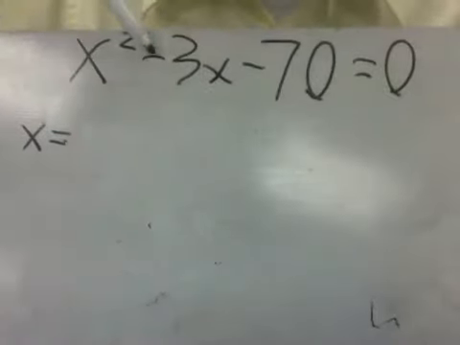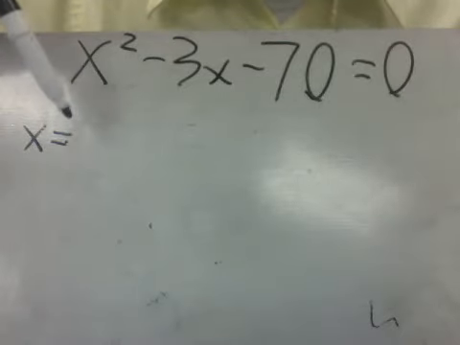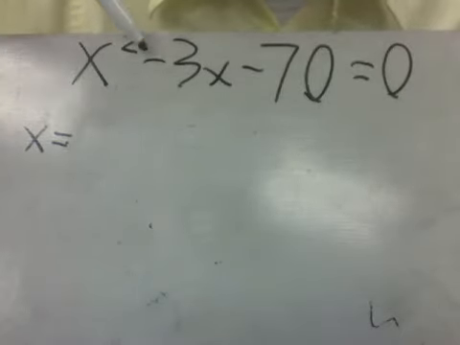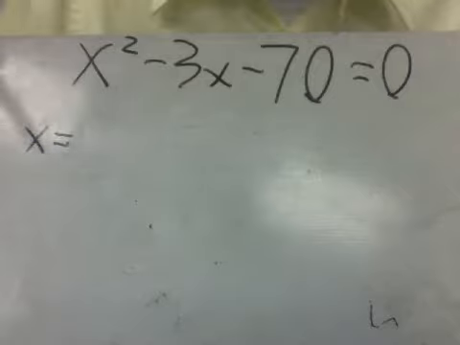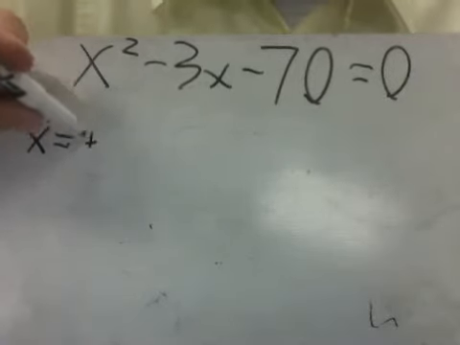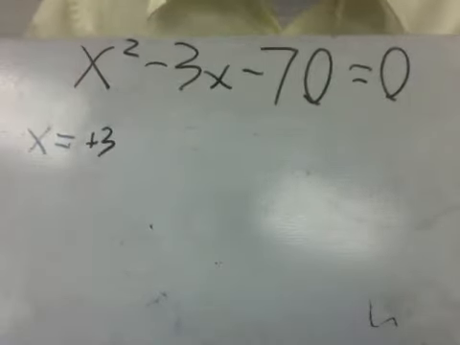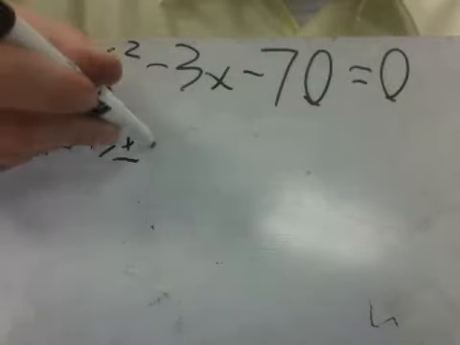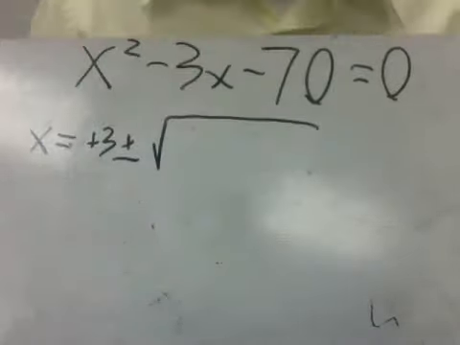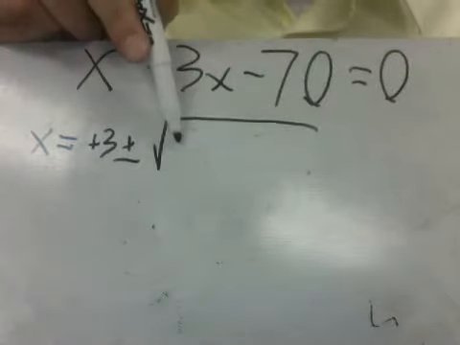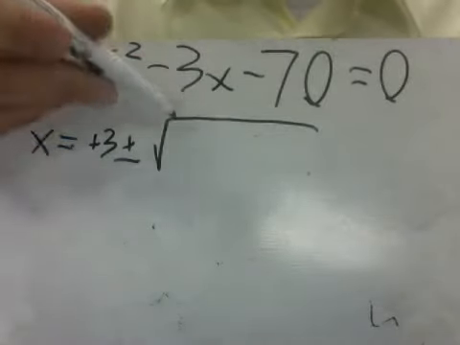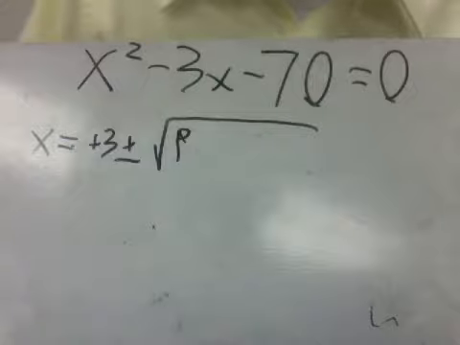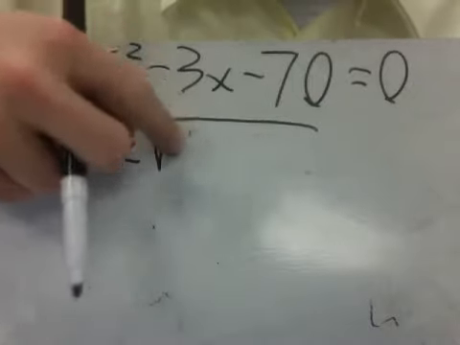Okay, so in my case, sometimes I say opposite b to start, or negative b, because the negative of negative 3 is going to be a positive 3. I'm going to start out with positive 3, plus or minus the square root. Remember, my b squared value is always positive. So it's 9.